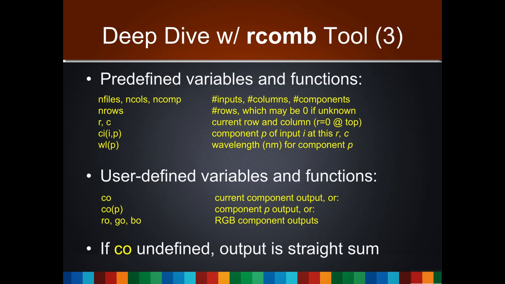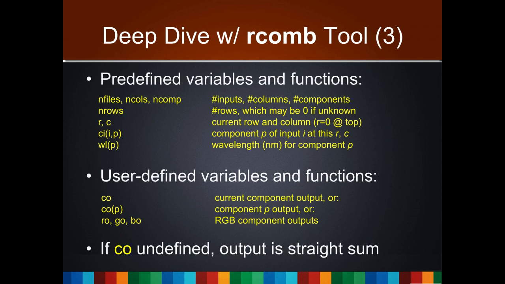R and C are the current row and column, starting at row 0 at the top. And then CI is how you access the actual coefficient. So it's component P of input I at RC. So you only have access to the current row and column that you're working on in your script. And then you can also ask, what is the wavelength? This is a constant function: what is the wavelength for component P? And it will give you the central wavelength for that component. So that's obviously mostly useful for hyperspectral.